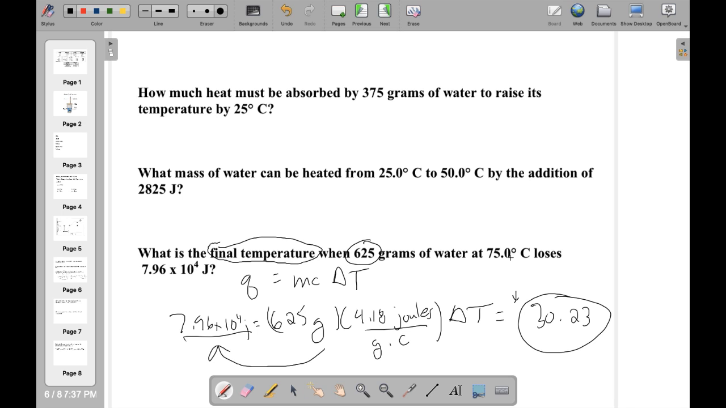Now I have to take this number and ask myself a question. Okay, well, I was at 75 degrees, right? Because if I read this, what is the final temperature when 625 grams of water at 75 degrees loses? So what is the final temperature? Okay, so it started at 75 degrees. It lost minus 30.23 degrees. And then that will equal about 44 degrees. I'm rounding off. So the answer asks the final temperature. The final temperature is 44 degrees. So yet again, it's important to pay attention on that one because you could easily get confused and miss that.